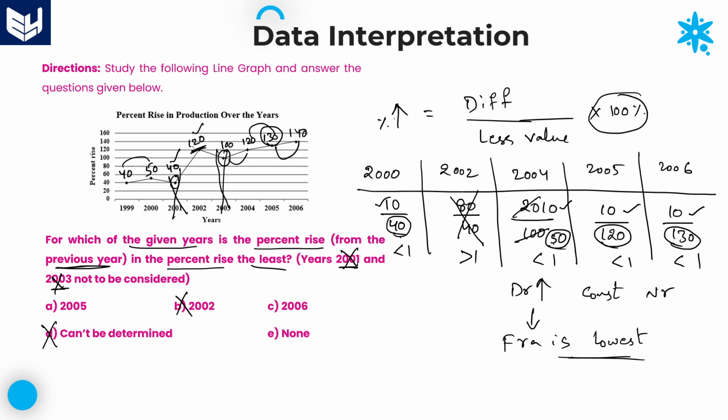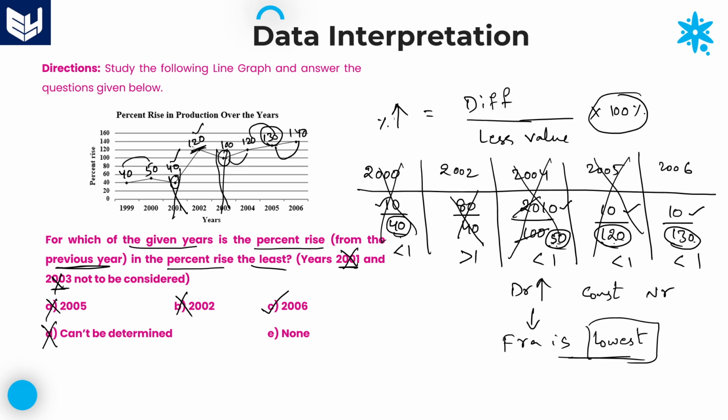Denominator values 40 and 50: 50 is more, so you can eliminate 2000. And next 50 and 120: 120 is more, you can eliminate 2004. Next 120 and 130: 130 is more, so you can eliminate 2005. If the denominator value is highest, then that particular fraction becomes least. Therefore 2005 is also eliminated. Your answer is 2006. In 2006, the percentage rise is the least.